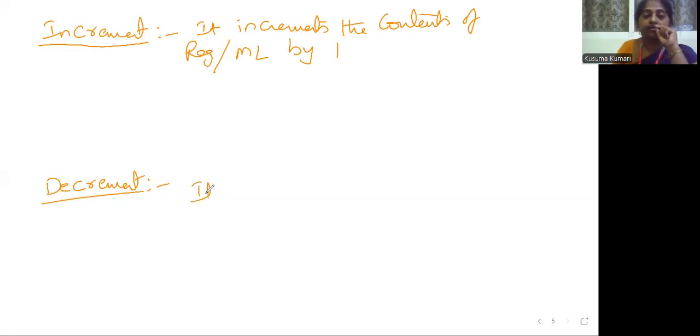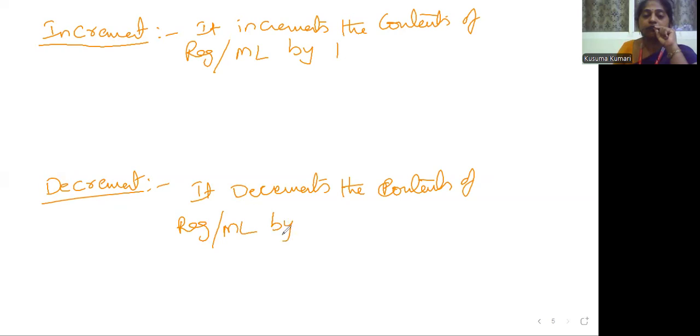Similarly, decrement decrements the contents of a register or memory location by 1. Here immediate data cannot be used, because in this increment only one operand is used. Only one operand is used in this type of instructions. This decrement also uses only one operand.